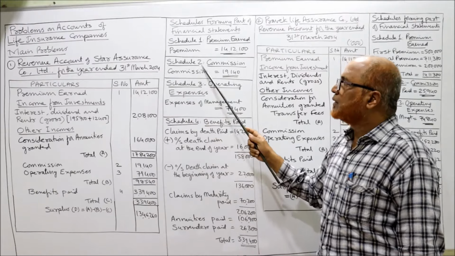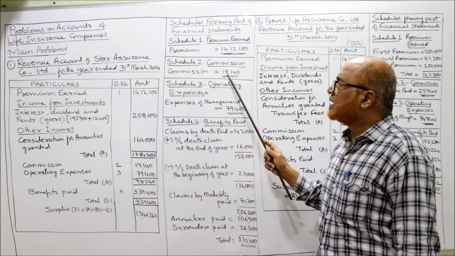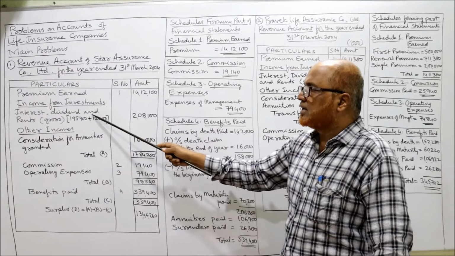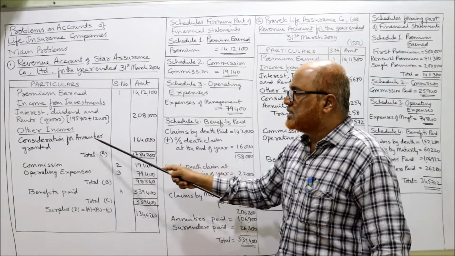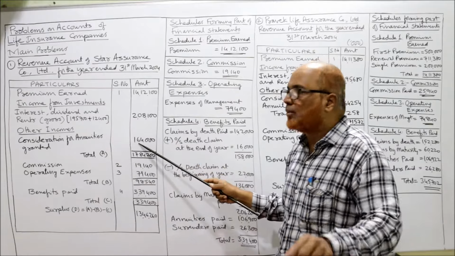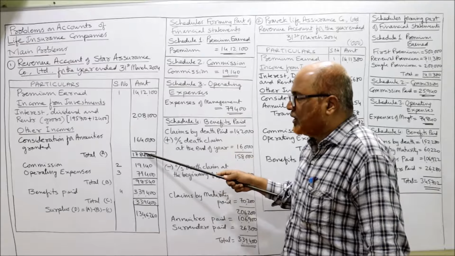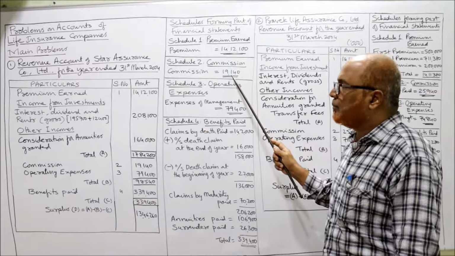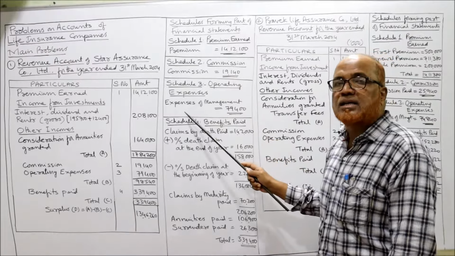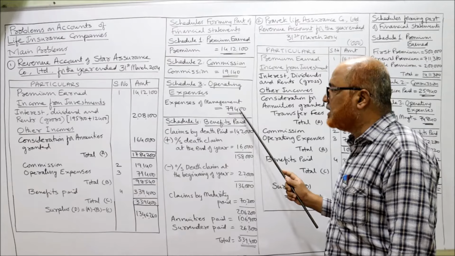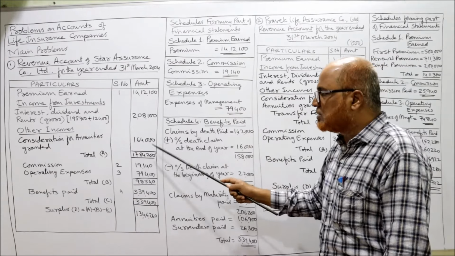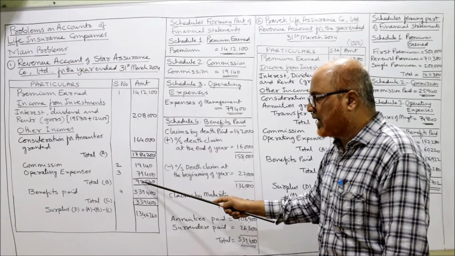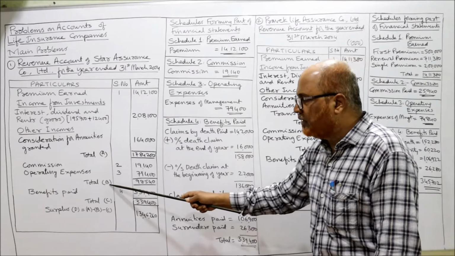Then schedule number 2, commission. Commission is directly given, 19,140. I have taken 19,140. Before that you can see interest, dividend and rent. I have taken the gross amount. Consideration for annuities granted, whatever is given in the problem, I have taken. So I got the total. Now commission, schedule 2, 19,140 given in the problem. Then operating expenses will take expenses of management, 79,400 given in the problem. Take the total, 19,140 plus 79,400, you will get 98,540. Up to B we have completed.